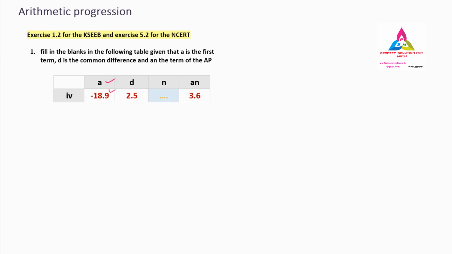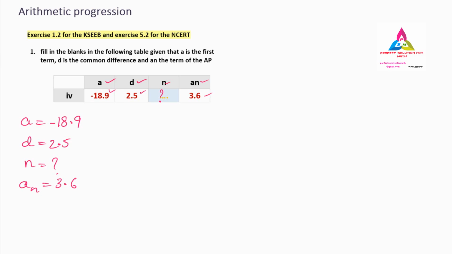Here the fraction value you have to see, it is a fraction value. D value is 2.5. N value now we have to find. So an value is already given, 3.6. So how to solve this? First we have to write down the given thing. So a value is minus 18.9, d value is 2.5, n value is not given, but an value is given as 3.6. Now we have to write the formula.